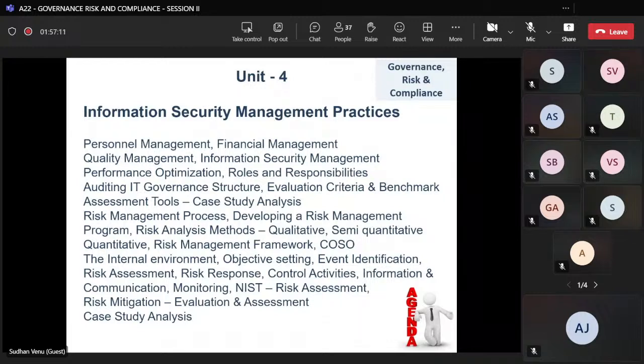The next one is risk management, which is the main thing in terms of security management. How the risk management process happens, how we develop a risk management program, and how the risk analysis method works, and what the types of risk analysis are: qualitative, semi-quantitative and quantitative. And what frameworks we have for risk management: COSO, with the internal environment, objective setting, event identification, risk assessment, risk responses, control activities in risk responses, information and communication, monitoring; and NIST, with risk assessment, risk mitigation, evaluation, assessment, and the case studies.